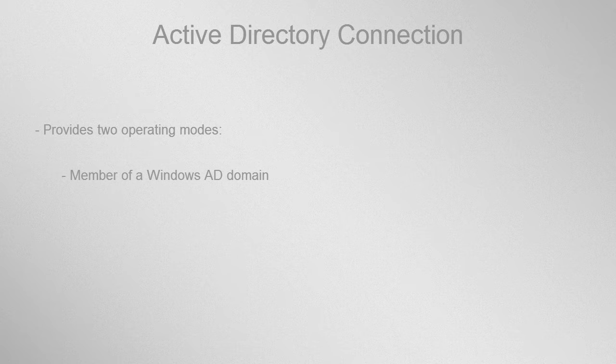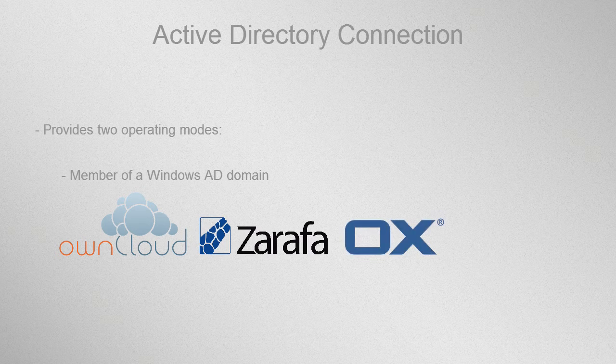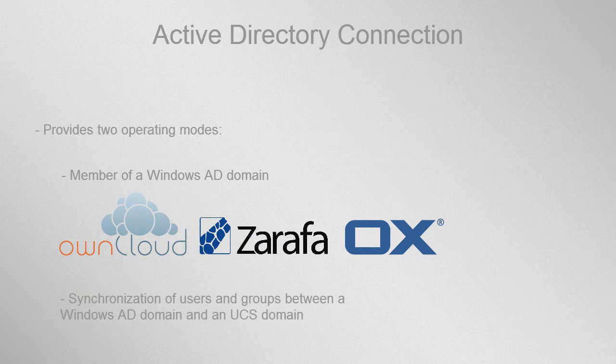The app Active Directory connection provides two operating modes. On one hand, UCS can be installed as a full member of an existing Windows Active Directory domain to provide apps from the App Center, such as OwnCloud, Zarafa and OpenExchange. This option can already be selected during the UCS installation process if wanted. As to the other operating mode, you can alternatively set up an automatic synchronization of users, groups and passwords between the existing Windows AD domain and an in parallel installed UCS domain.